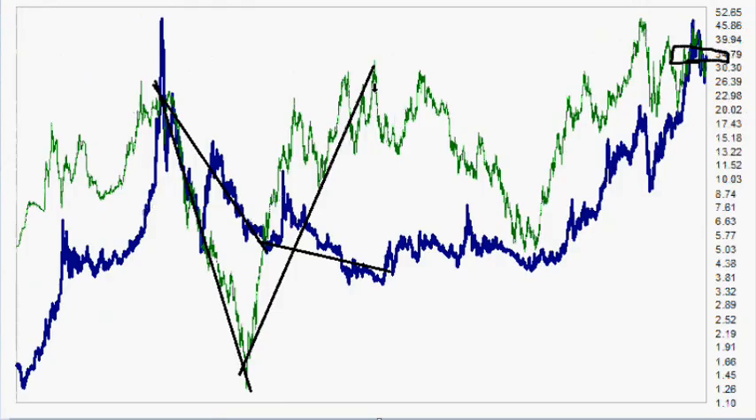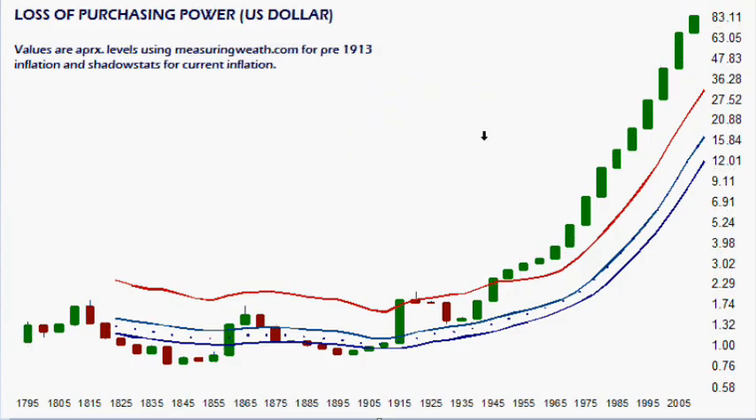Final chart. This is inflation going back to 1795. Now the Fed came in pretty much around here. This is your 18 moving average. And this is the upper band. And it's designed so that markets don't trade above it. Unless, well, I guess this is the unless.